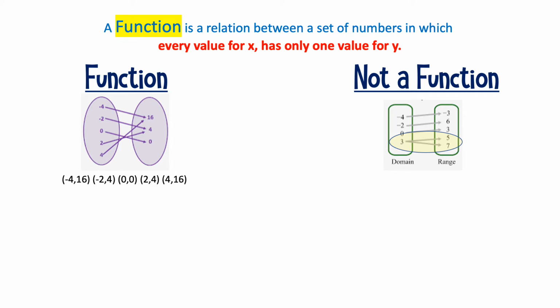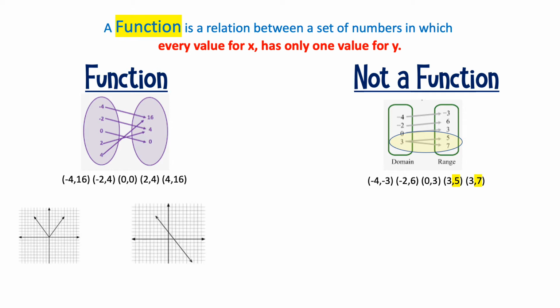Here's a set of ordered pairs that comes from this representation. Notice that every value for x has only one value for y. This set of ordered pairs on the right, if you see the number 3, when the value for x is 3, it has two values for y, 5 and 7.